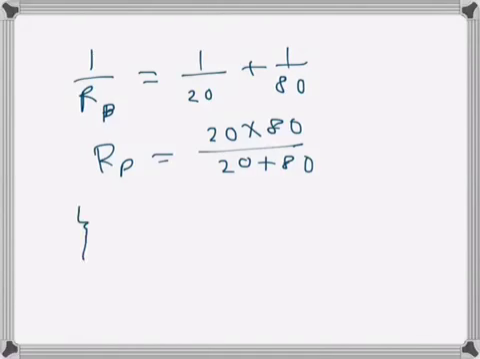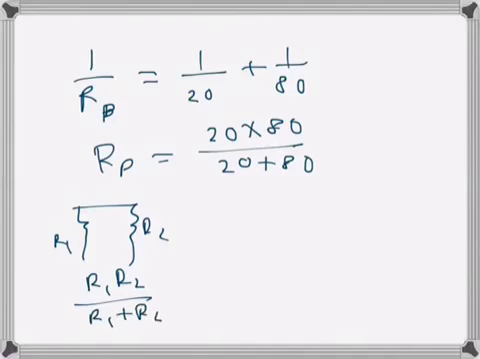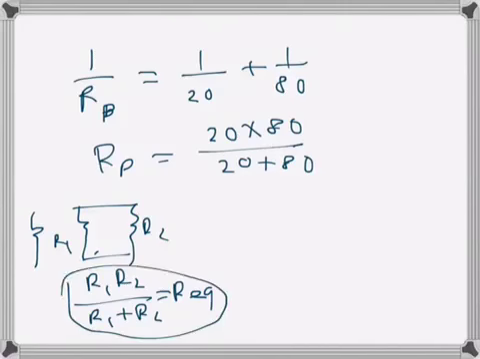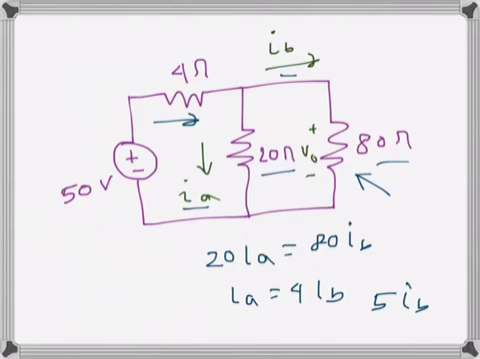So if there is R1 and R2, that means R1 times R2 divided by R1 plus R2 equals R equivalent. So these two parallel resistances can be replaced by R equivalent, and this is the formula. Which we have used here, it gives us 16 ohms. So that is the resistance here.